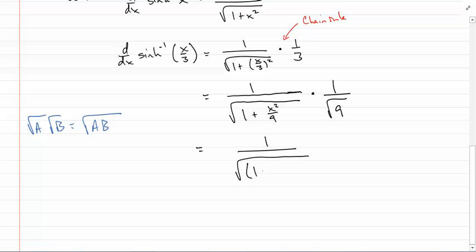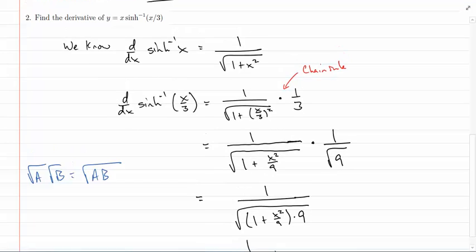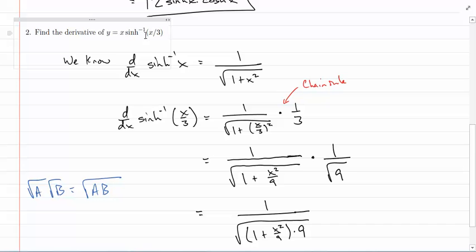It's going to be the square root of 1 plus x squared over 9, times 9, which you can distribute the 9 in the parentheses there. 9 times 1 would be 9, and then 9 times x squared over 9. Here the 9's are going to cancel. You're just going to get x squared. So we just figured out that the derivative of inverse sinh of x over 3 is actually 1 over the square root of 9 plus x squared. That's going to be an important component in coming up with our actual answer here.